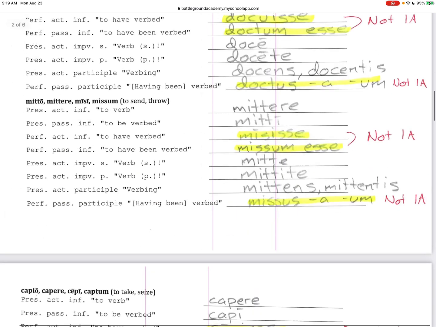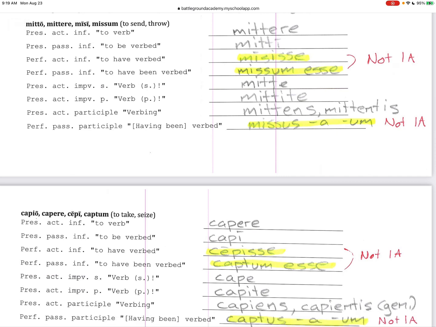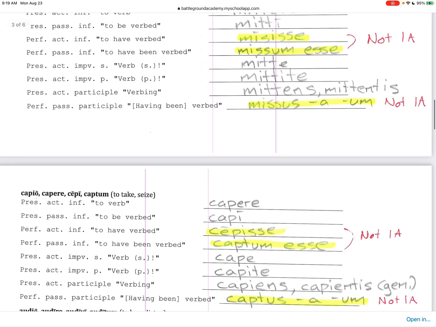Do note, though, if we move down to mitto, mittere, verbs that have a short ere, like mittere, capere, and so on, the short ere at the end of the present active infinitive, you change that whole thing rather than just the final E to a long I. So mittere, instead of mitteri, you get mitti for the passive. So there you see it, mitti, that's going to be to be sent.